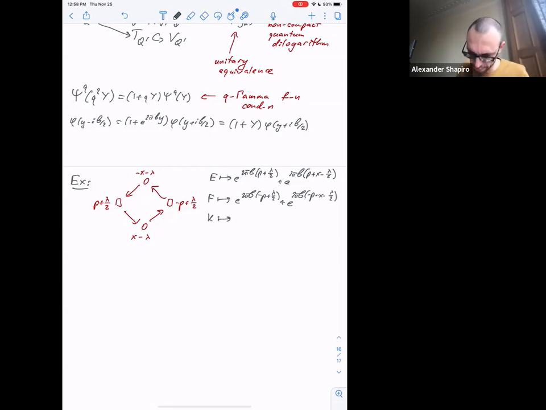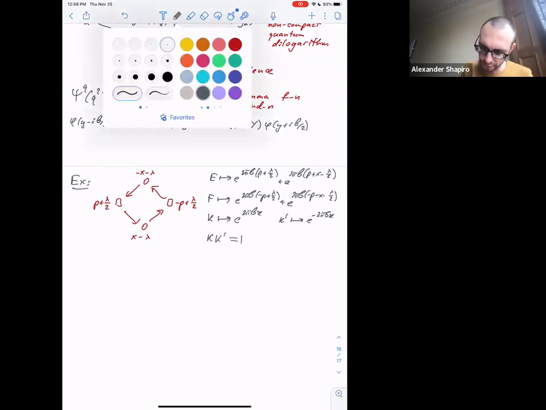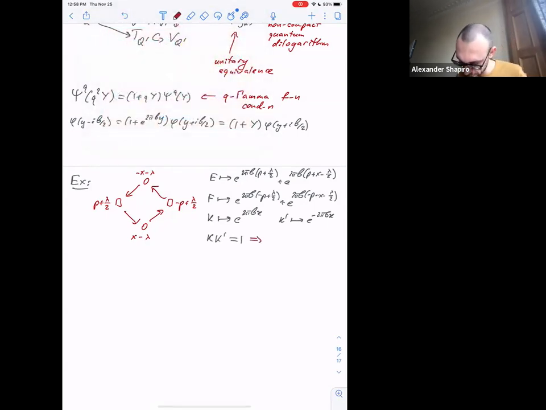K goes to the product of all these three. And here everything cancels out except for x. So it's e to the 2 pi b x. And similarly, K prime goes to e to the minus 2 pi b x. And we see that the Casimir K K prime is equal to 1. And therefore, if we indeed set this Casimir to 1, we get a representation of U_q(sl2) rather than of the Drinfeld double of its Borel.